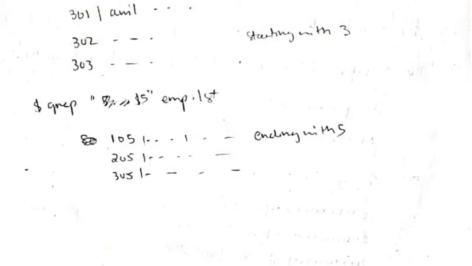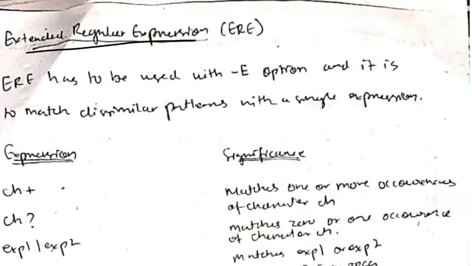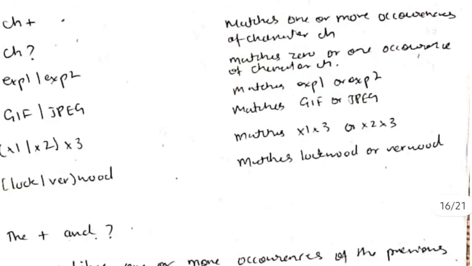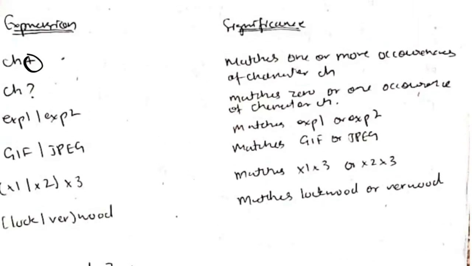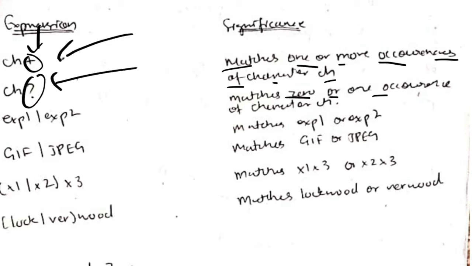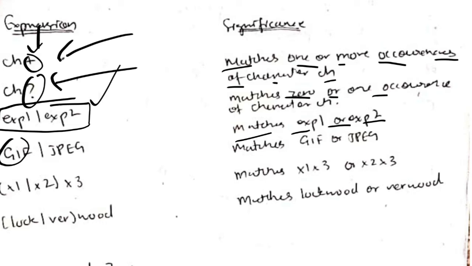and 305. And we have the extended regular expressions, the same as we discussed in the previous one, which is basic, but we have some more operations which are used to match dissimilar patterns. For example, ch plus is used to match one or more occurrences of the character ch. Plus is used to match one or more. Question mark is used to match 0 or 1. And here we have expression 1 or expression 2, which matches expression 1 or expression 2. Whichever file has expression 1 or expression 2 will be displayed, like for example GIF and JPEG.